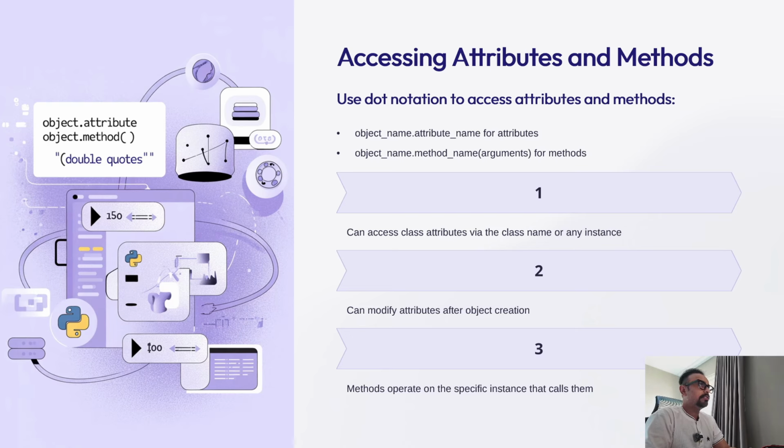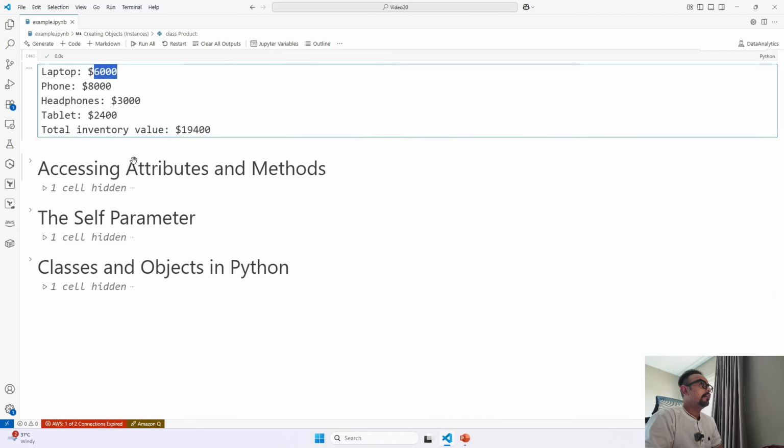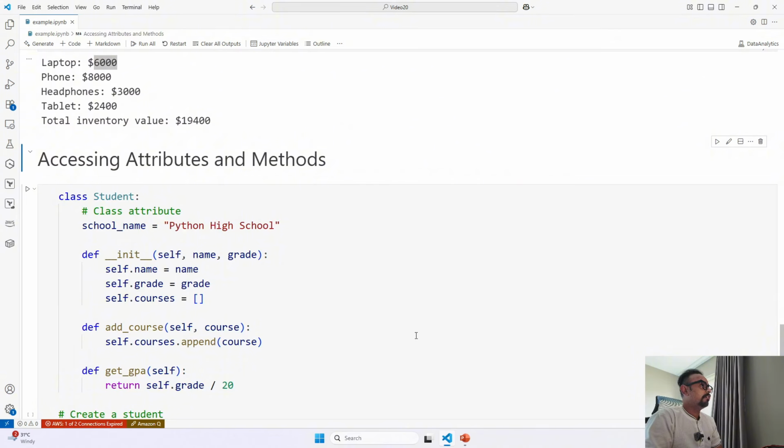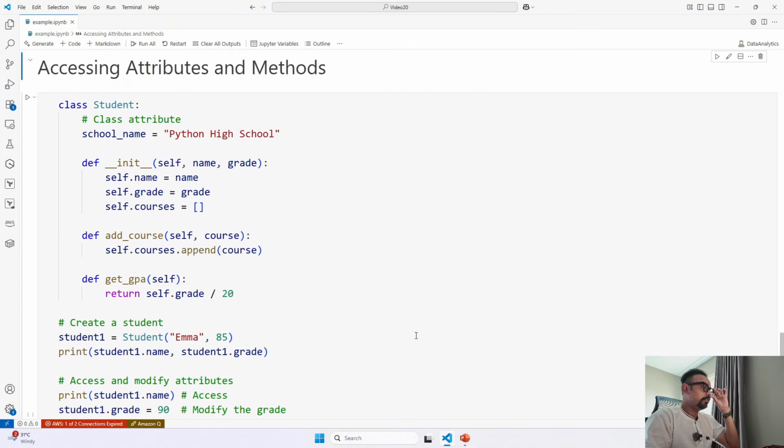Let's understand this analogy of accessing attributes and methods with a good example. In this example, we will start with class Student, which is going to be our student blueprint. Inside that, we have a class attribute, school name is equal to Python High School, which is going to be available for all the methods inside the class, that is the instance methods. And then we move ahead to the initializer method.